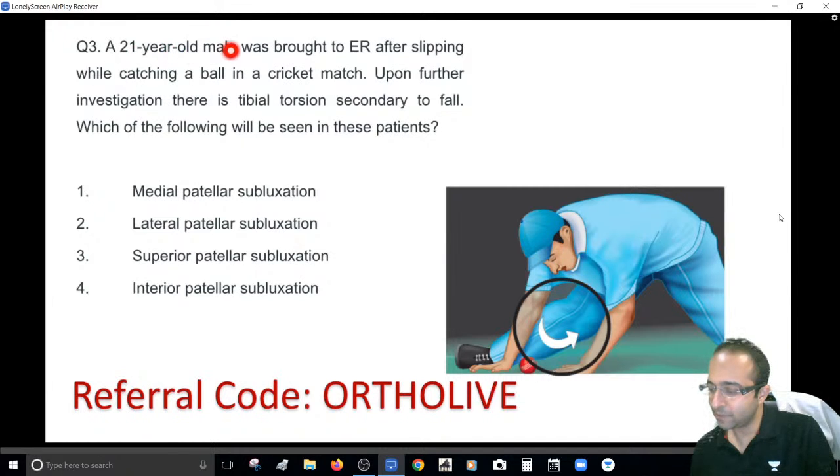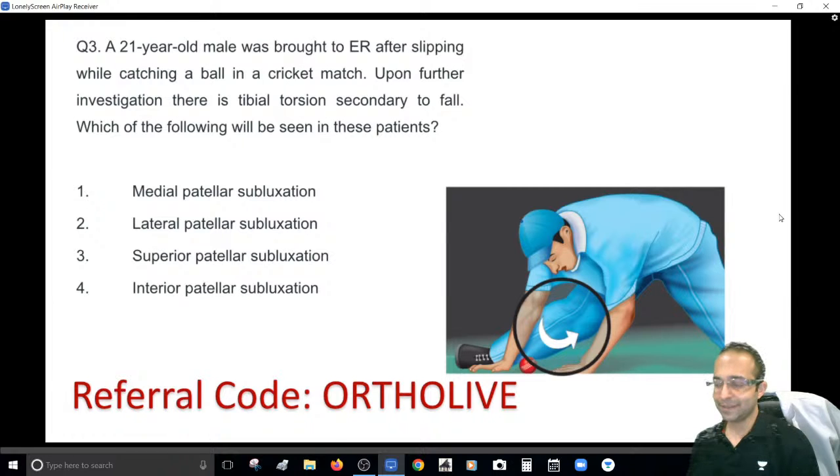A 21 year old male has been brought to your emergency, slipping while catching a ball in a cricket match. There was some tibial torsion that occurred during this fall. So torsion means this twist in the tibia. So which structure also has a risk of getting injured with this injury? So anyone wants to try their hands on this one? Which structure could get injured over here?